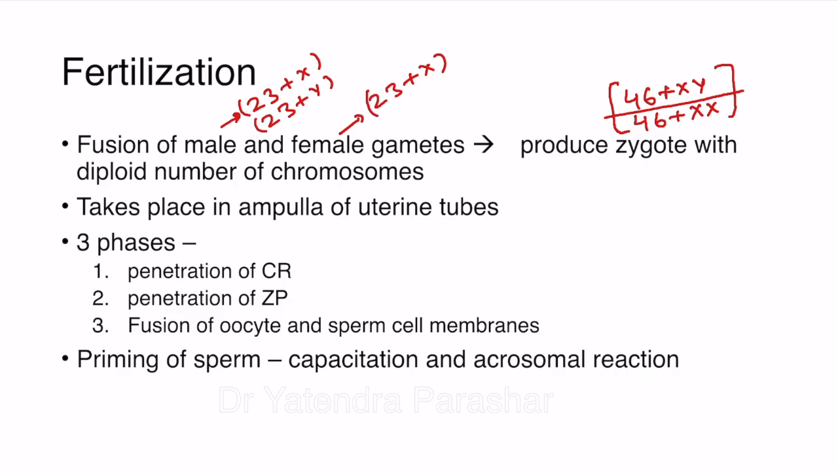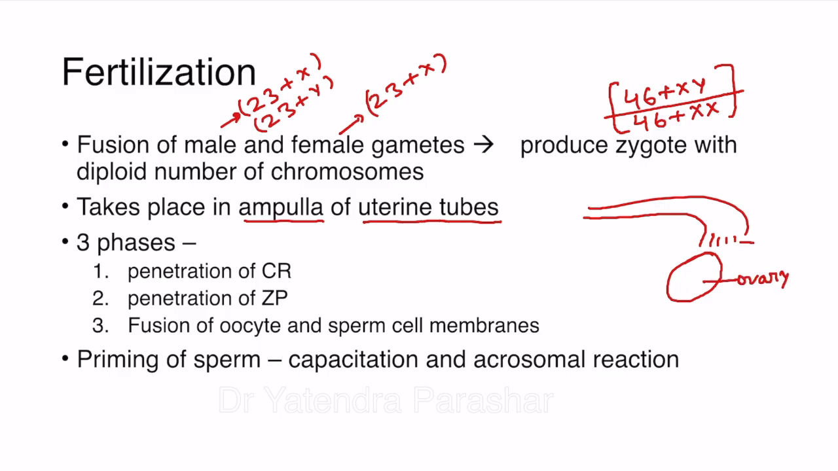Fertilization takes place in the ampulla of the uterine tube. Ampulla is the broadest part of the fallopian tube. This is the ovary. These are the fimbriae, and this is the uterine tube, and this is the broadest part, ampulla.